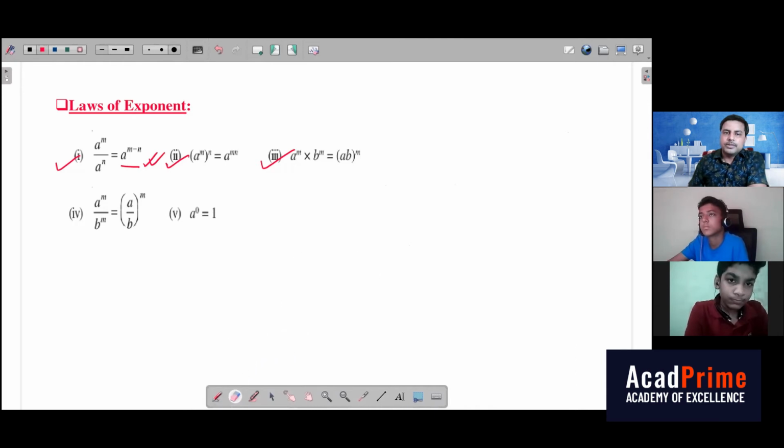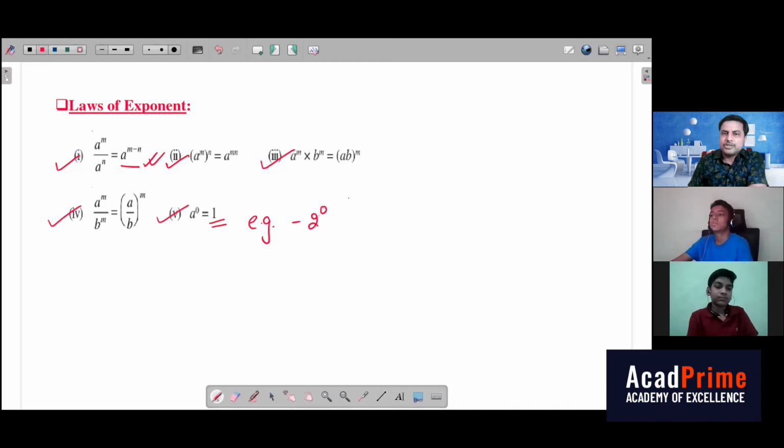Okay, now come to the next. It is a raised to the power m divided by b raised to the power m. Now we can combine both and write it as a divided by b whole raised to the power m. And if any integer has its power given as 0, its value will be equal to 1. For example, 2 raised to the power 0 should be equal to 1, 5 raised to the power 0 should be equal to 1, 100 raised to the power 0, anything raised to the power 0 should be equal to 1.